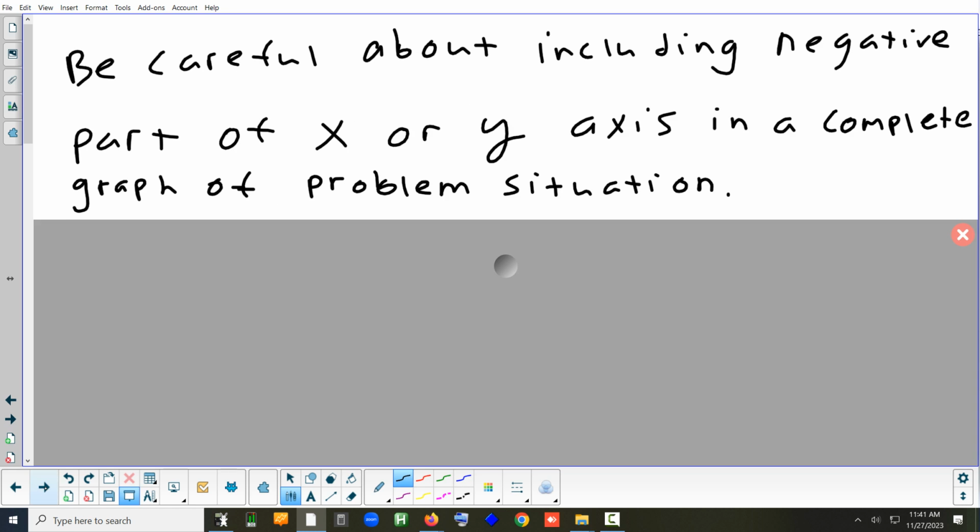Okay, so anytime you're graphing, be careful about including negatives. A lot of the time, negatives won't make sense, especially if you're dealing with an amount of people. That can't be negative. And also in time, you can't have negative time. You can have 0 years, 2 years, 3 years, but you can't go back.